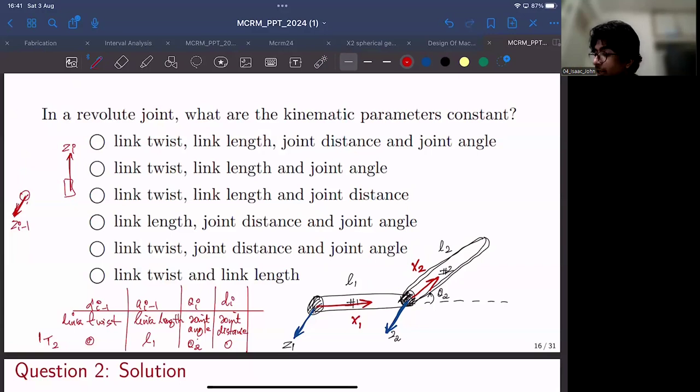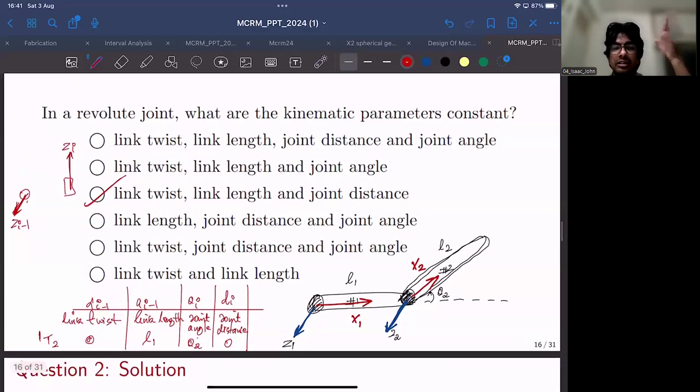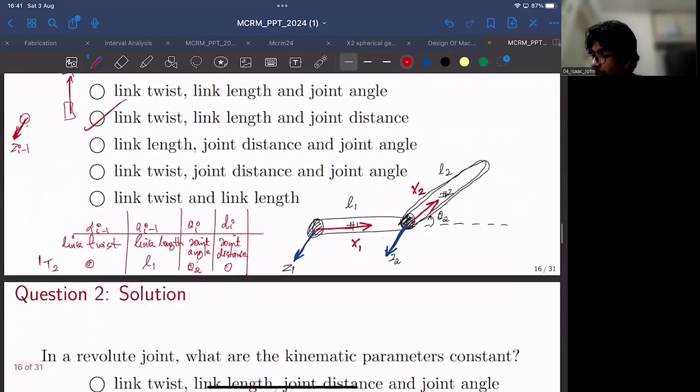Whereas in the case of a prismatic joint, the joint distance, or the translation along Zi, is varying, right? Joint distance is the variable for prismatic joints, and joint angle is the variable for revolute joints. So the question asks for the constant parameters, and in this case, the correct answer is link twist, link length, and joint distance. I think the option is C, yes, option C. You can expect similar sorts of questions for the weekly quiz.